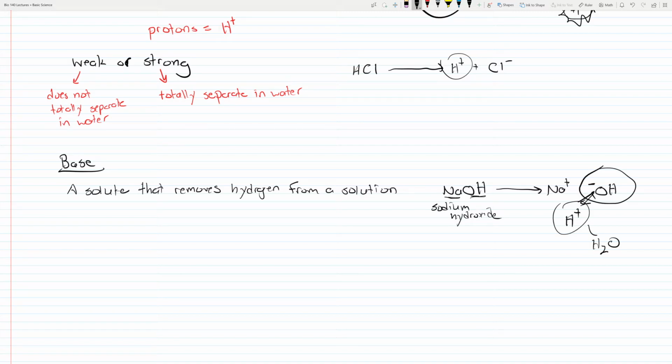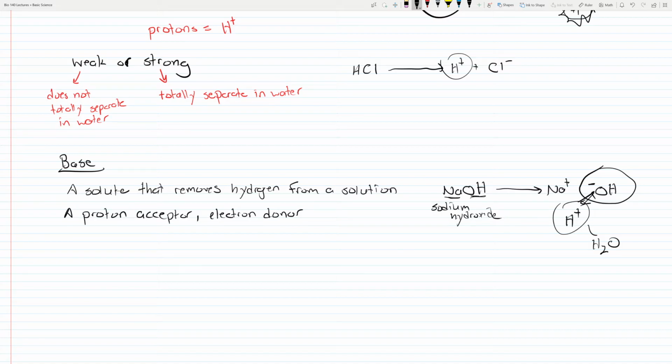A lot of people think that removing it from the solution means I'm just taking it out and it's going bye-bye. No, it's not really doing that. What I'm doing is basically turning it into some kind of non-reactive form. The hydrogen is not going to be reactive when it's attached to water. That's what we mean. Another thing that a base is, it is a proton acceptor, or an electron donor.